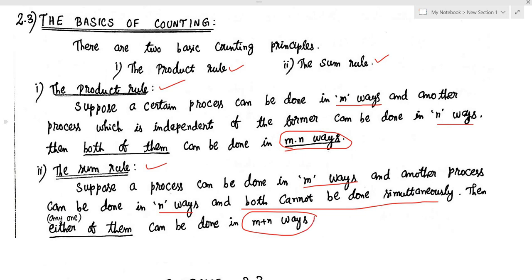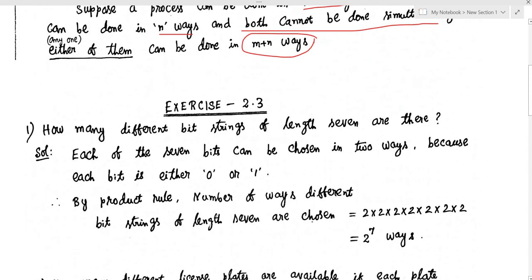So how can we identify whether the problem comes under product rule or we can solve the problem using sum rule? You have to read the question clearly. If you identify a sentence like both of them simultaneously, then we have to use product rule. If both cannot be simultaneously, then we have to use sum rule. Now let me start the exercise.